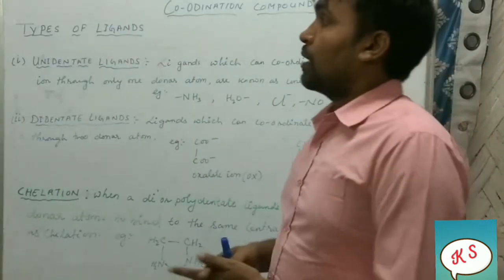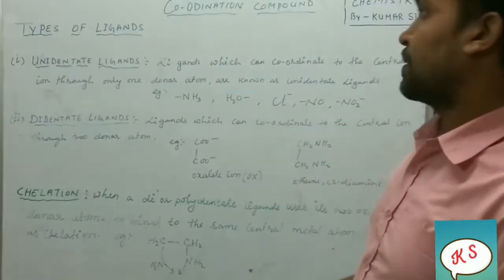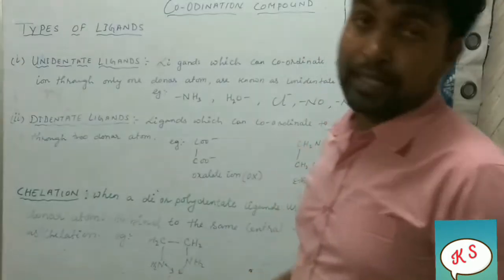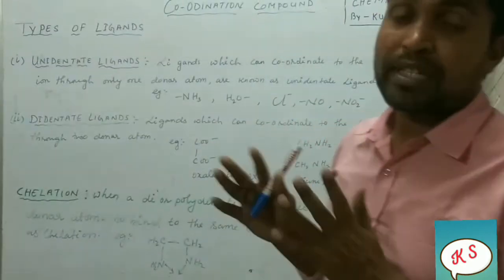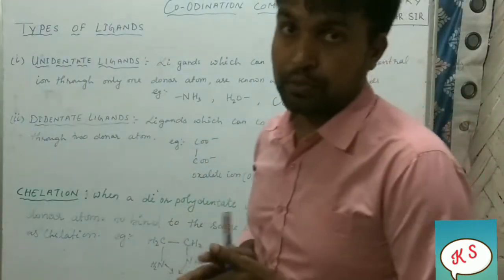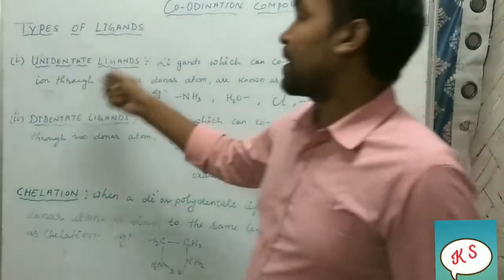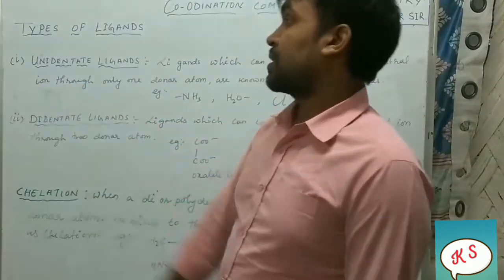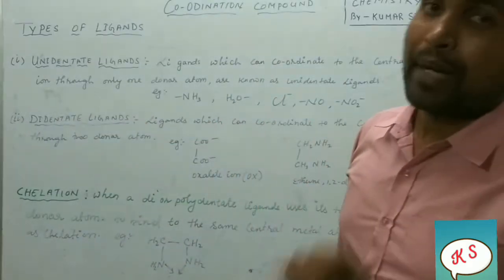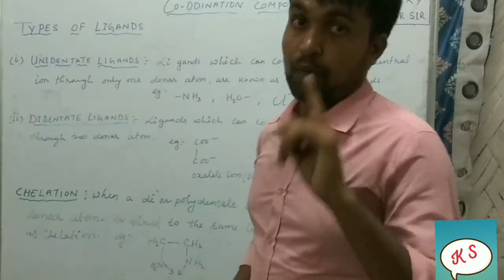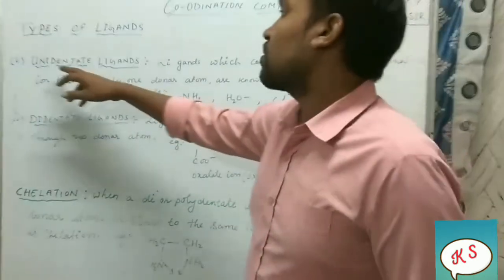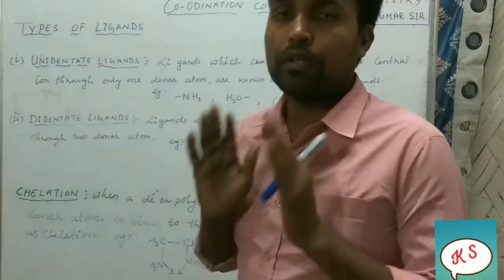Well, to start with, today in today's lecture we are going to study first the types of ligands. So how many types of ligands are there, we are going to study today. The first ligand we are going to discuss is unidentate ligands. By the name itself it is clear that uni means single, one. It is also called monodentate ligands or unidentate ligands.